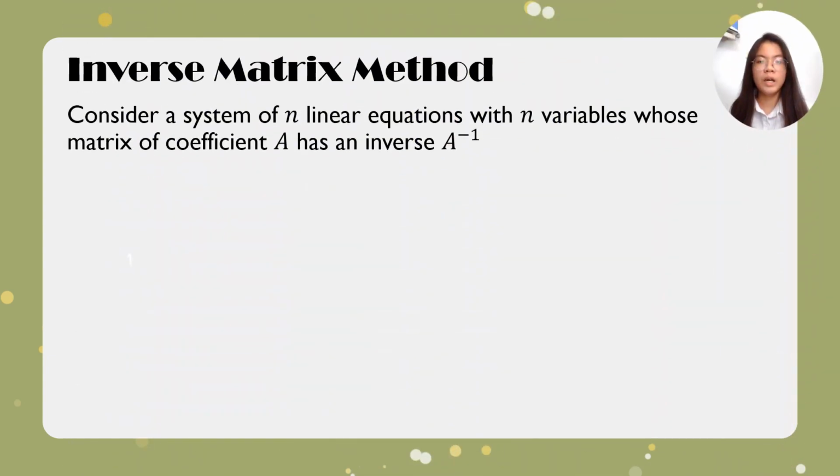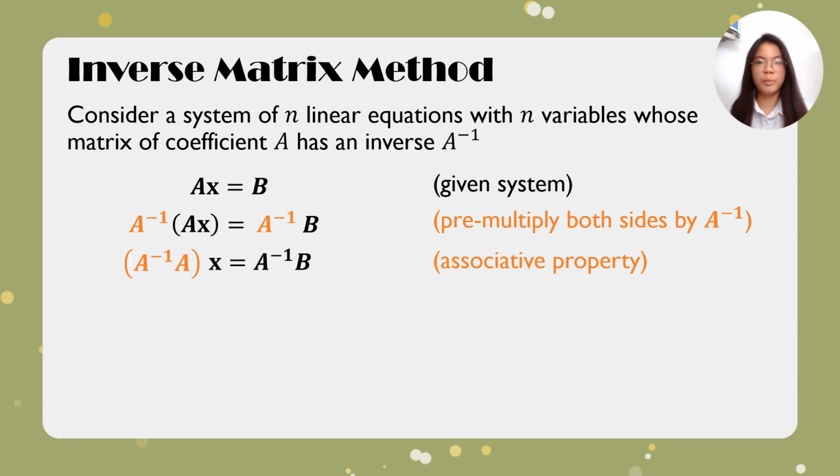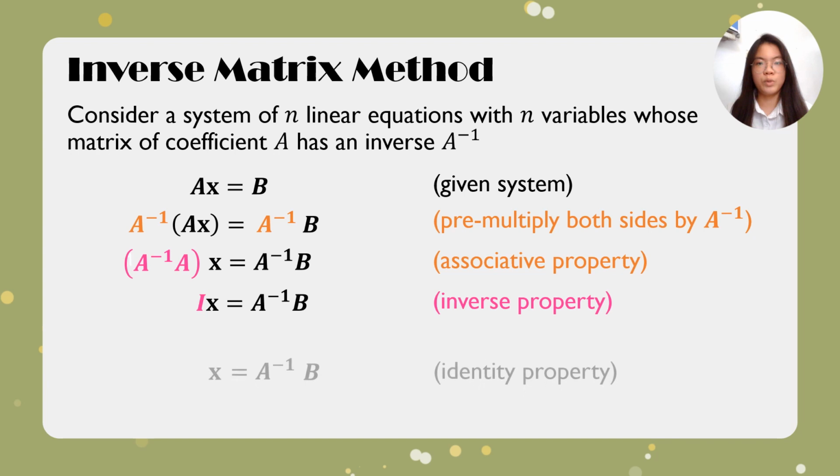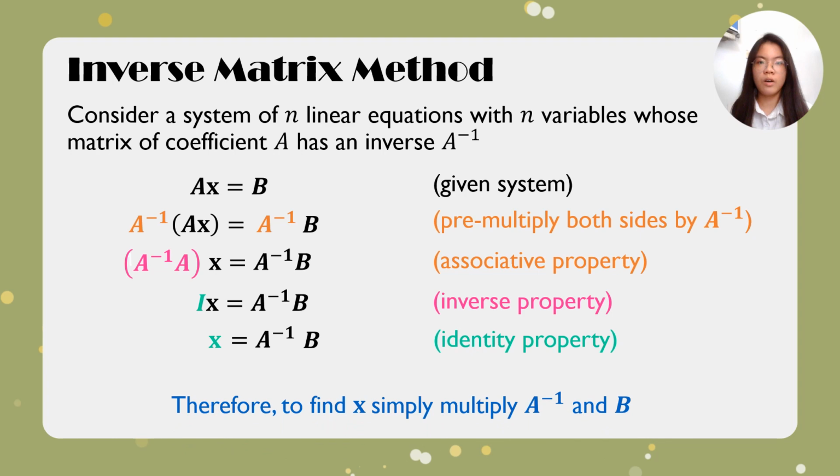Now, let's see how we get the equation from the previous slide. Ax equals b is the given system. Next, we pre-multiply both sides by A inverse. Based on the associative property, we can group A inverse and A together and the others remain the same. Then, for the inverse property, when we multiply A inverse with A, we get the identity matrix, which is I. For the last step, the identity property is that when we multiply I with x, we get back x. Therefore, to find x, we can simply multiply A inverse with b.